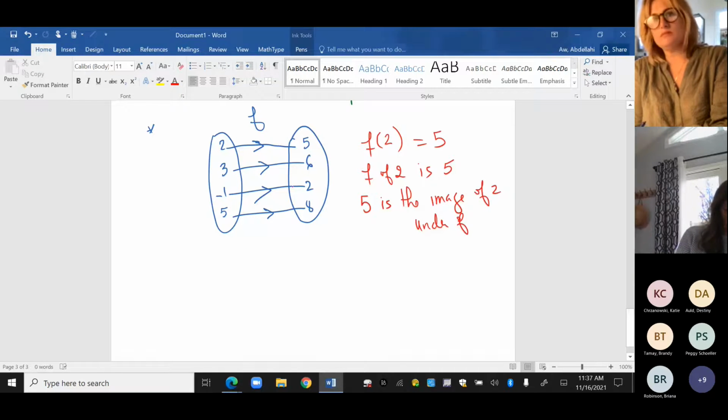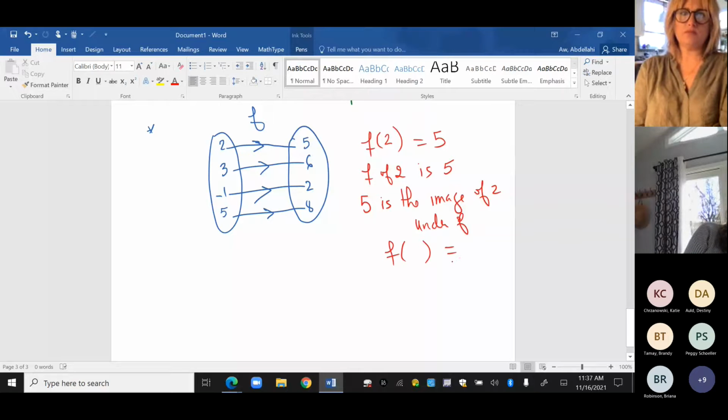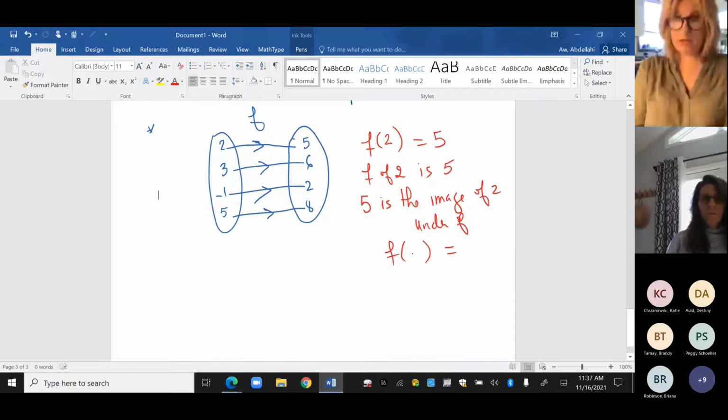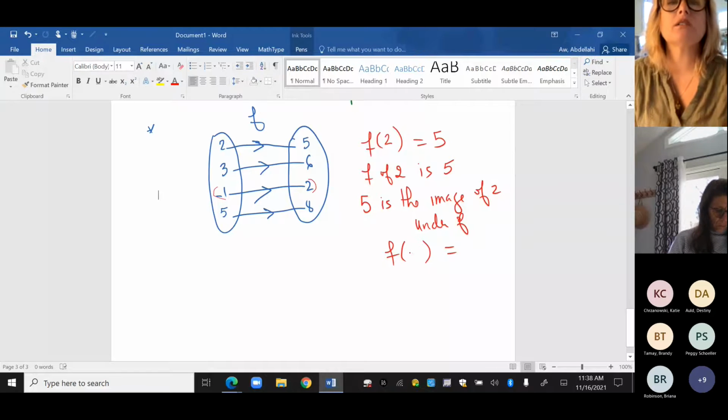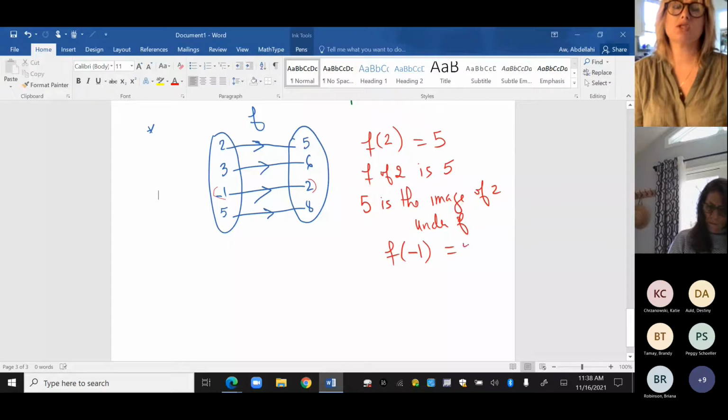How are you going to write the third arrow? F of what equals what? F of 3 equals 6? No, that's the second arrow. The third arrow is this one right here. Yes, F of negative 1 is equal to 2. F of 5 is equal to 8, and so on.